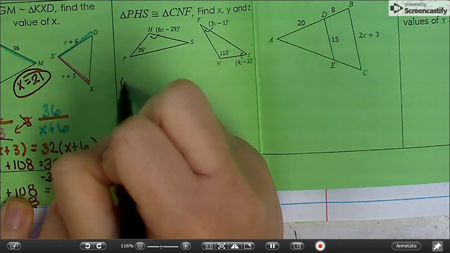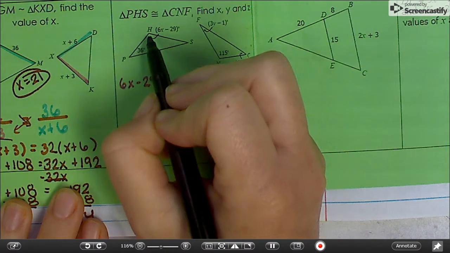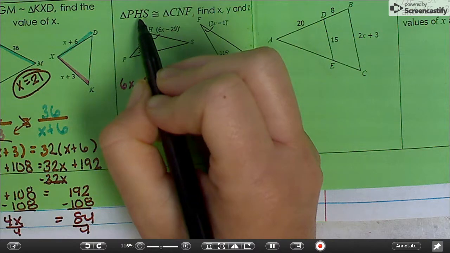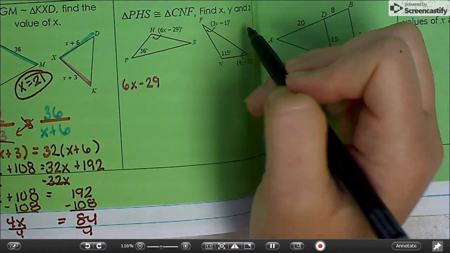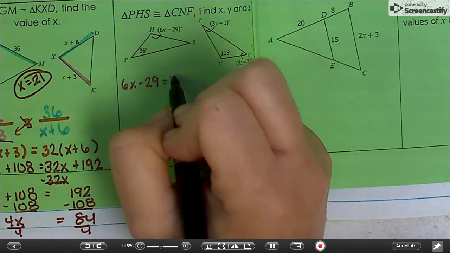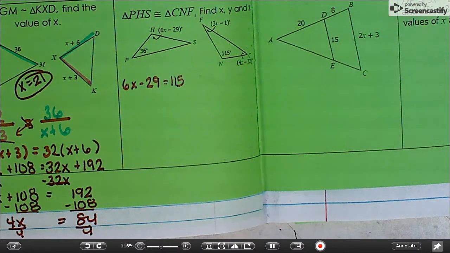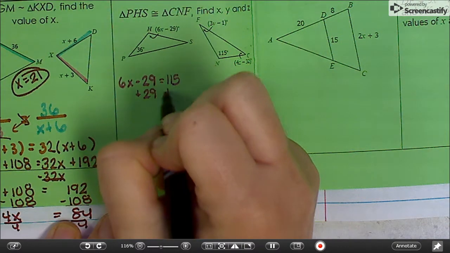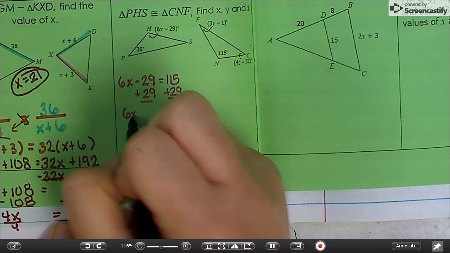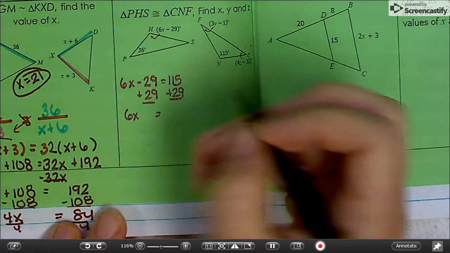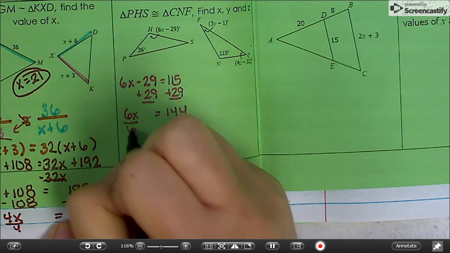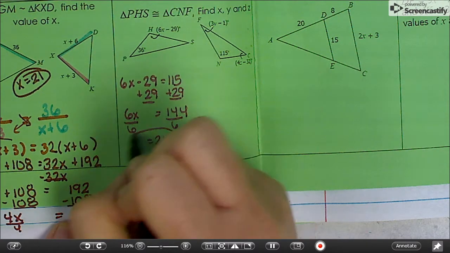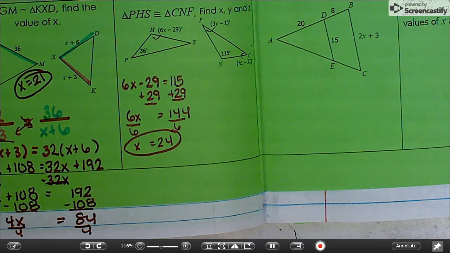So I see x over here. It's in angle H. So if I look up here at my congruency statement, I see H is in the middle. That means that this matches with angle N. I'm going to look at my other triangle, and angle N is 115 degrees. Corresponding parts are congruent, so we write an equation. Okay, go ahead and solve. All right, and hopefully when you checked your work, you got x equals 24.